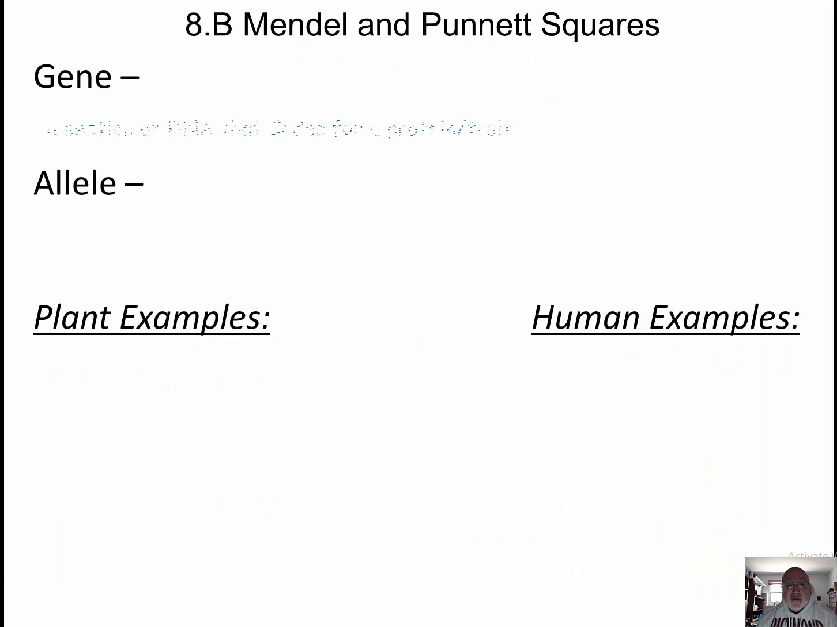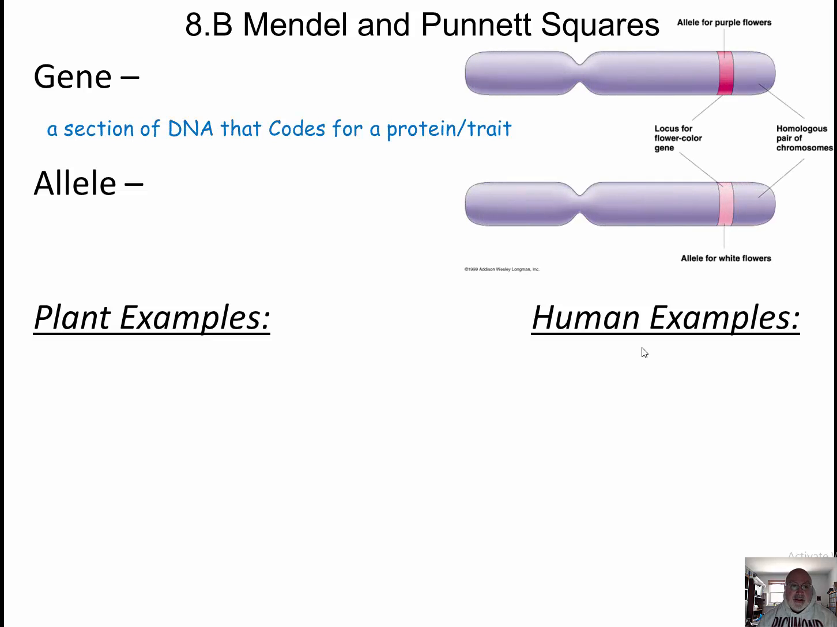So when we start talking about this, we have to start talking about a little bit more terminology. A gene is the section on the homologous, basically the section on these sister chromatids that code for the same thing. The allele is the 2 different types. So we have purple and we have white. I was going to say pink. I wish they would have put white.